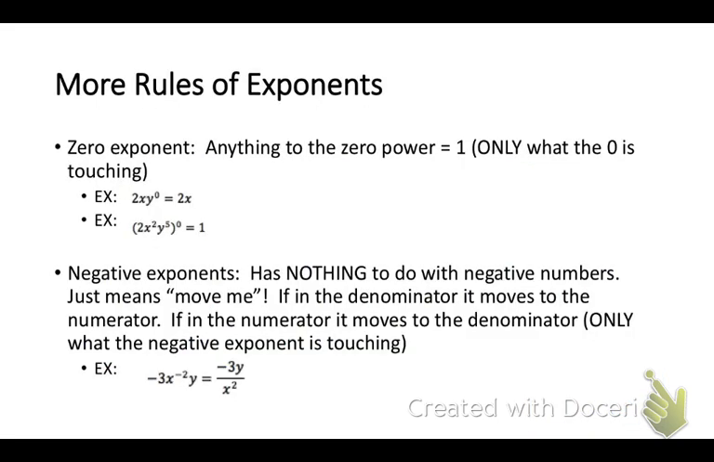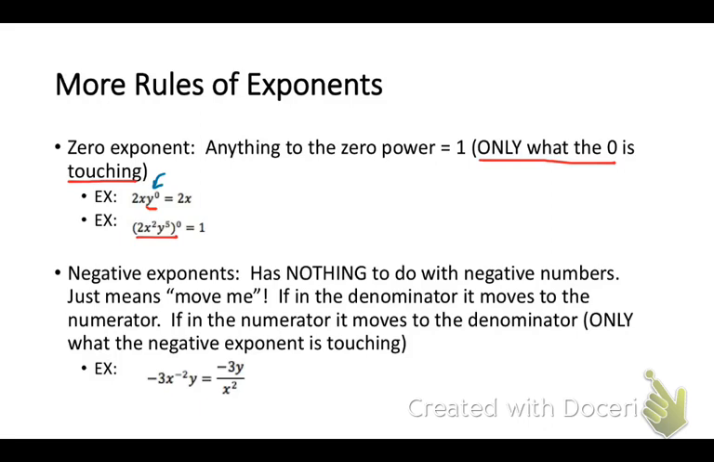More rules of exponents. So remember, zero exponents, that anything to the 0 power is 1. But it's only what the 0 is touching. So in this first example, notice that the exponent of 0 is only touching the y. So the 2 and the x are not affected. Now here, everything in the parentheses is being touched by the 0 power. So it just all becomes 1.